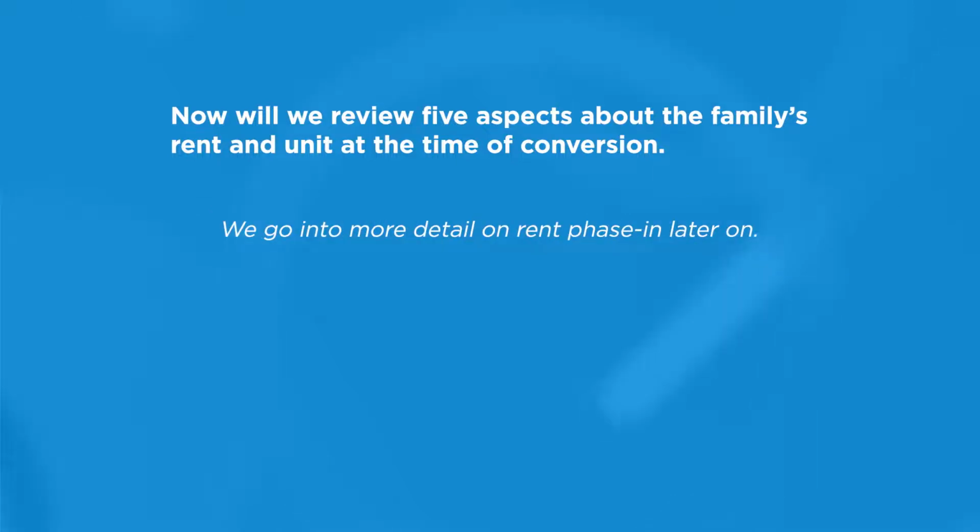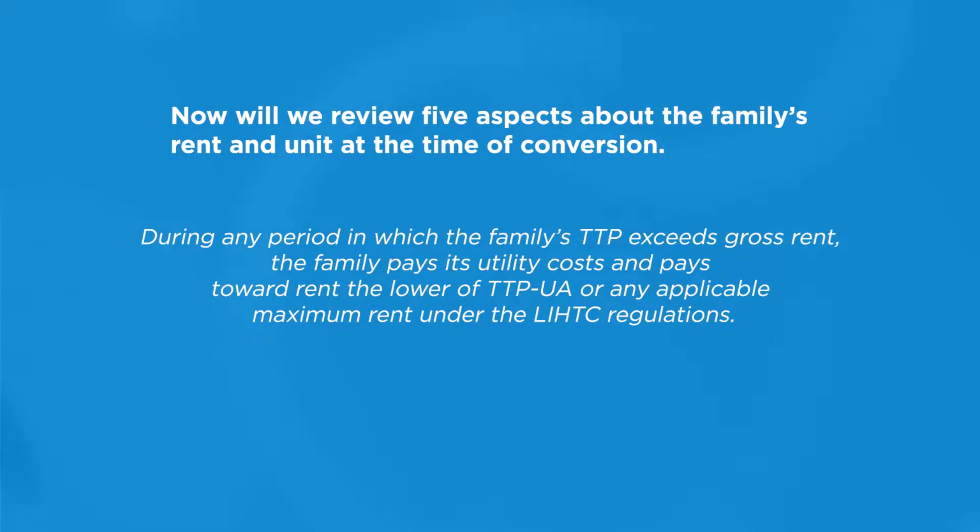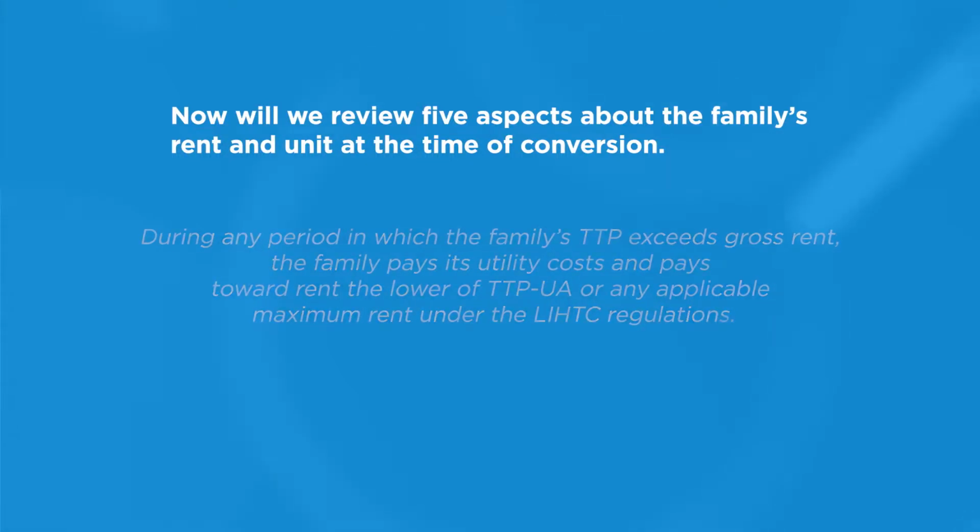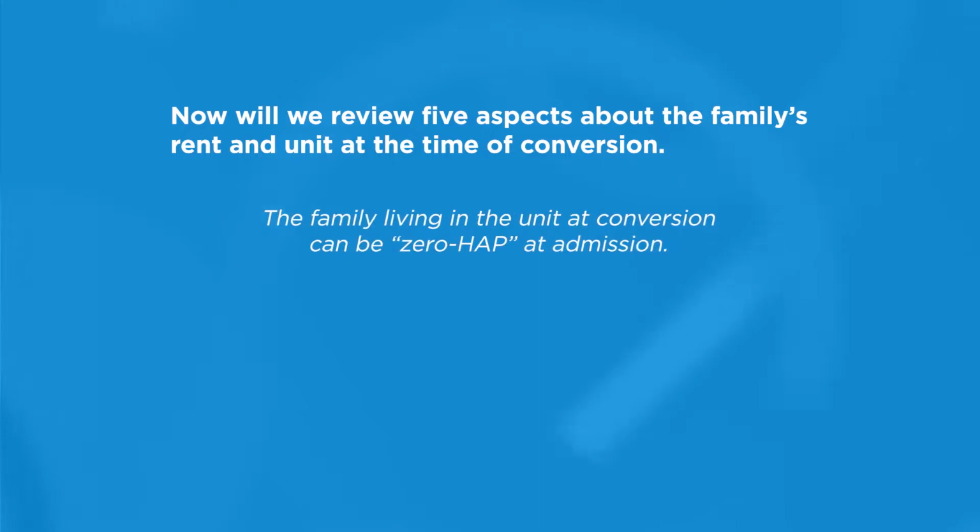We go into more detail on rent phase-in later on. During any period in which the family's TTP exceeds gross rent, the family pays its utility costs and pays toward rent the lower of TTP UA or any applicable maximum rent under the LIHTC regulations. The family living in the unit at conversion can be 0 HAP at admission.